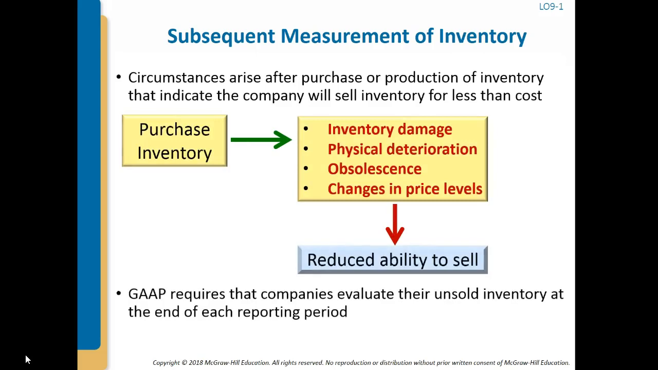As you would expect, companies hope to sell their inventory for more than its cost, but it doesn't always happen that way. Sometimes circumstances arise after or subsequent to the purchase or production of inventory that indicate that the company will have to sell its inventory for less than its cost. This might happen because of inventory damage, physical deterioration, obsolescence, changes in price levels, or any situation that lessens the demand for the inventory. Generally accepted accounting principles require that companies evaluate their unsold inventory at the end of each reporting period.